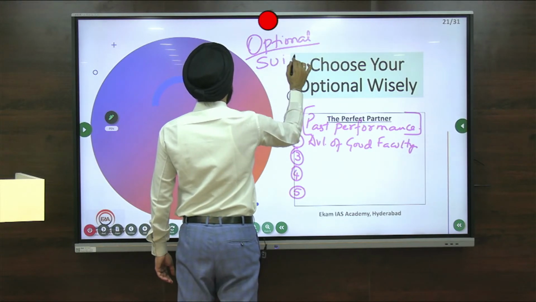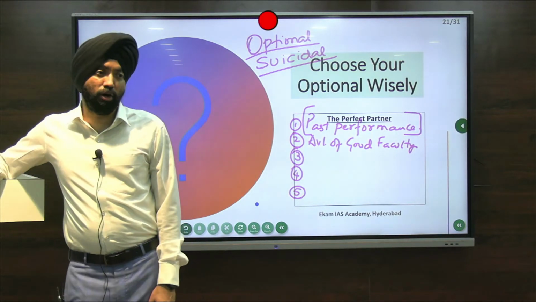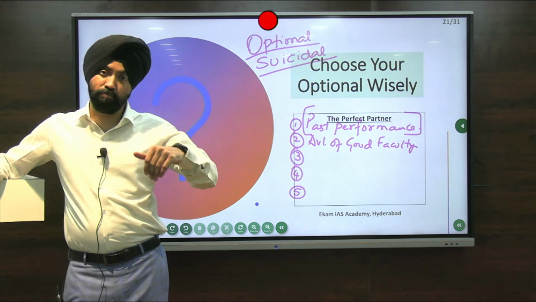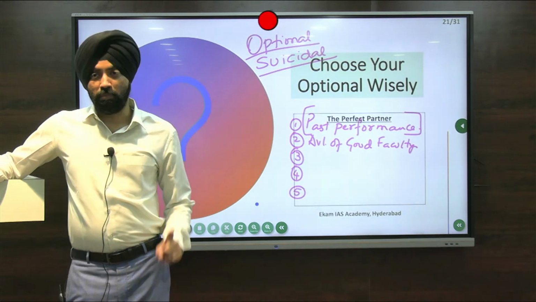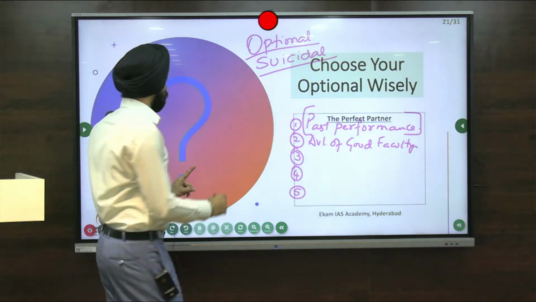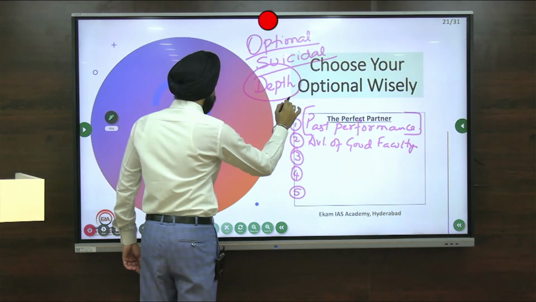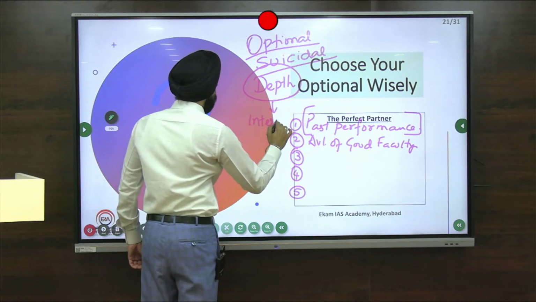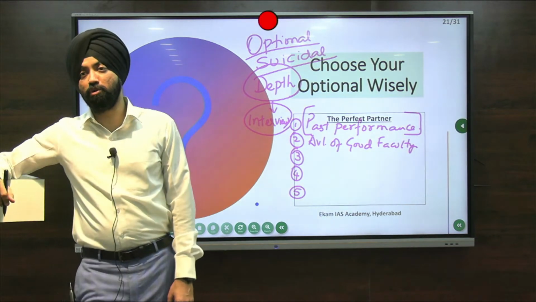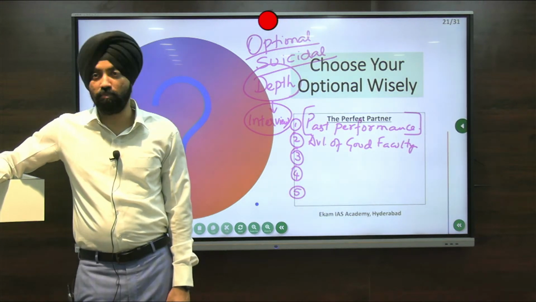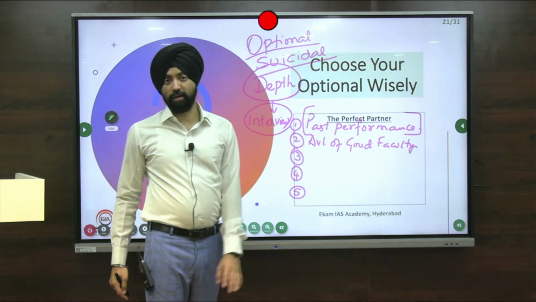is suicidal. Preparing optional on your own is suicidal. You can prepare GS on your own. In some way I will say, okay, no issues, prepare on your own. But for optional, why? Because the questions come in much more depth. In mains and in interview also, they will ask you in-depth questions on your optional. If you are not able to answer, then you will not perform well. So for optional, you need to definitely take the support of a good faculty.